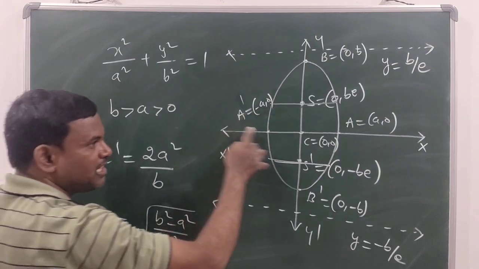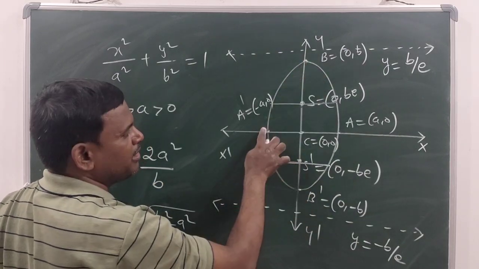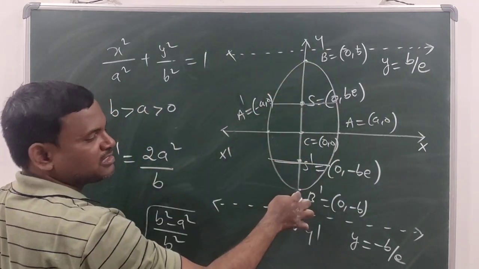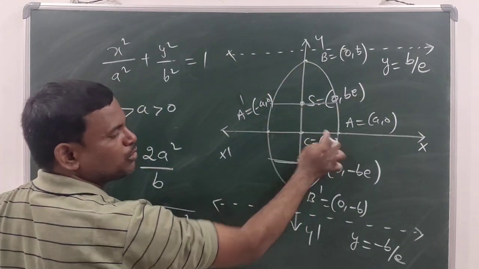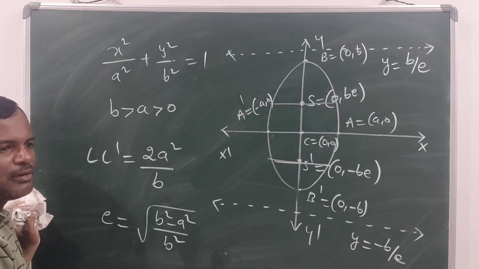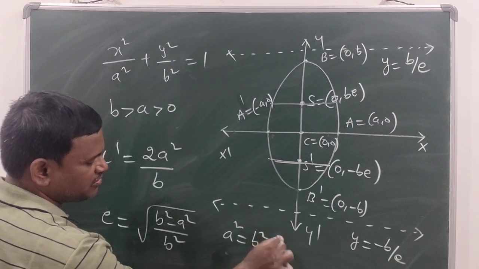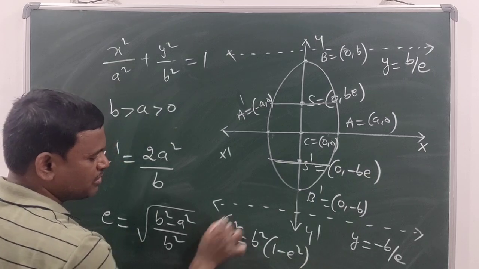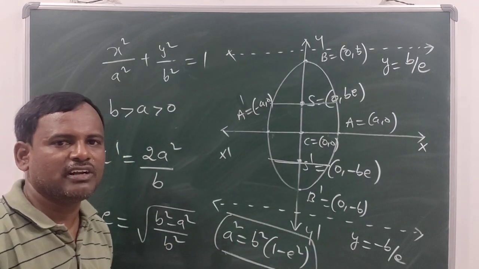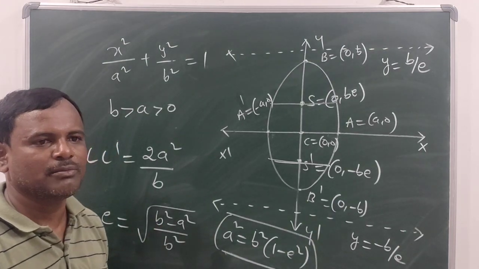If the major axis is the y axis, whose length is from here to here, 2b, the minor axis is the x axis, whose length is 2a. Major axis length 2b, minor axis length 2a, and eccentricity root of b square minus a square by b square. So here we will get a square is equal to b square of 1 minus e square. So for this ellipse, a square is equal to b square of 1 minus e square. Now eccentricity is root of b square minus a square by b square.